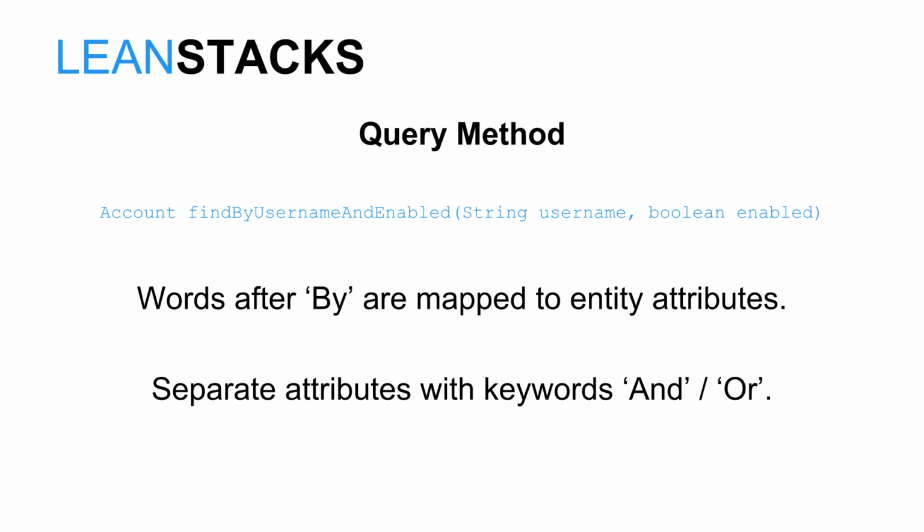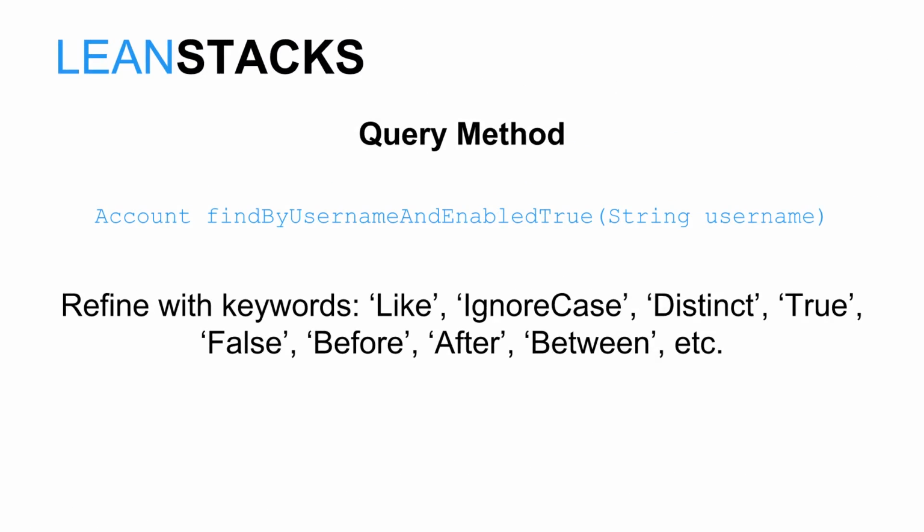Multiple attribute names are separated with the keywords and or. Spring Data offers several method name keywords to refine the query, such as like, ignore case, distinct, true, false, null, not null, before, after, between, order by, etc. A complete table of keywords is available in the Spring Data JPA reference guide available on the Spring website.